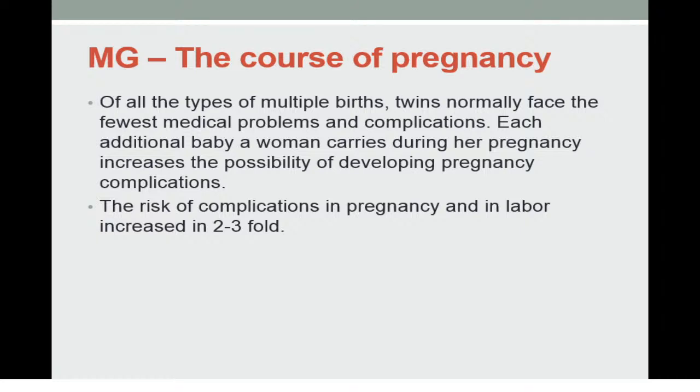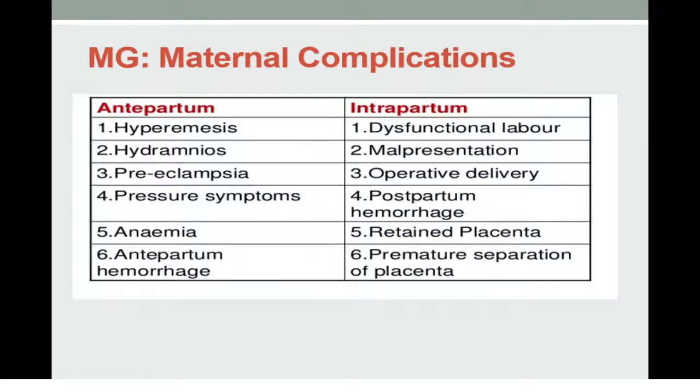respiratory distress. Multiple gestation: what is the clinical course of pregnancy? What are the problems for us, obstetricians, if we have a patient with multiple gestation? Of all the types of multiple birth, twins normally face the fewest medical problems and complications. Each additional baby a woman carries during her pregnancy increases the possibility of developing pregnancy complications. The risk of complications in pregnancy and labor increases two to three and more fold.